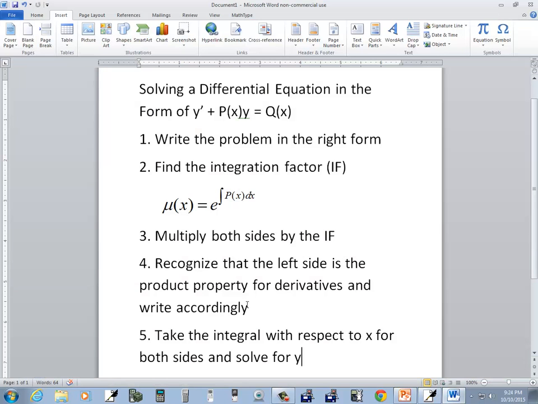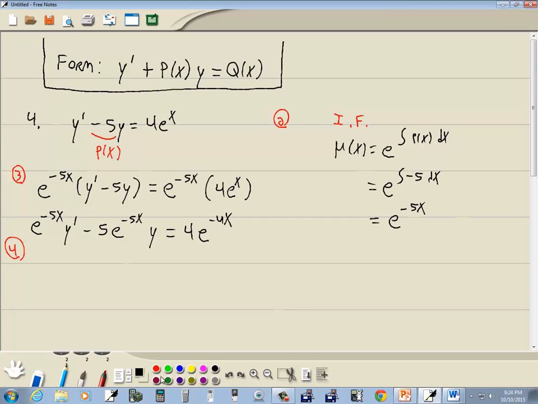Step 4. Recognize that the left side is a product property for derivatives and write accordingly. Well, the y is always our p, the y prime is always our p prime. This will be our q, and if we did our integration factor right, the derivative of that should be equal to this. So that would be our q prime. So we can rewrite that as a derivative of p, which is y, times q, which is e to the negative 5x, equals 4e to the negative 4x.